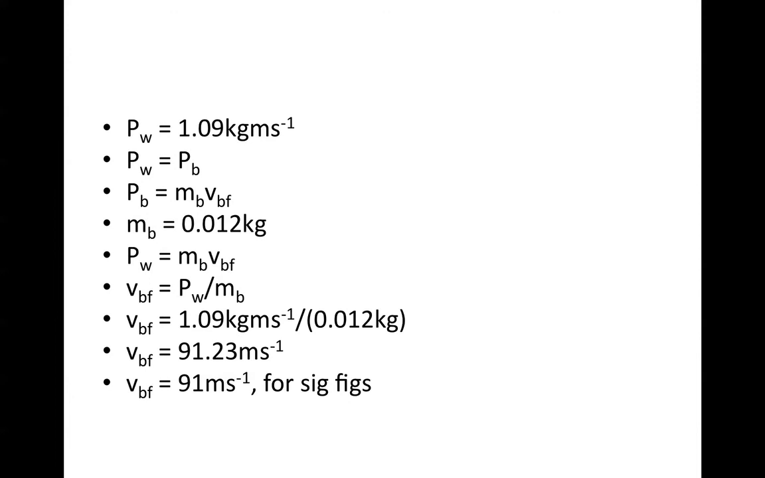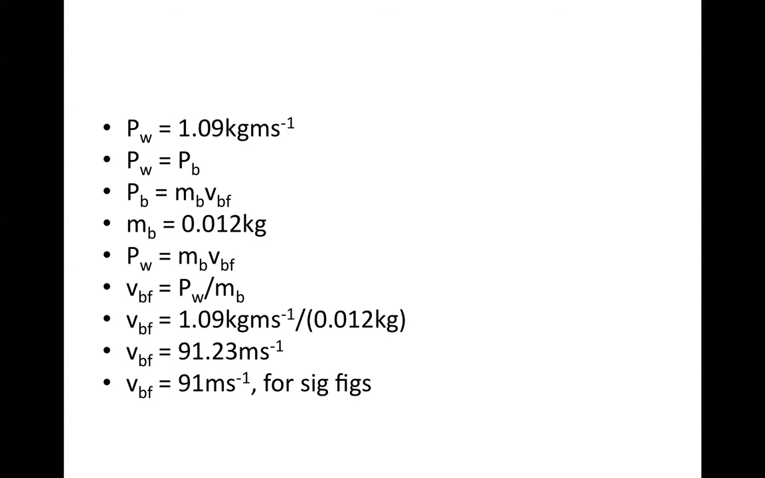We know that the momentum of the wood is going to be equal to the momentum of the bullet, and that the momentum of the bullet is equal to the mass of the bullet times the velocity of the bullet. So we can derive the equation momentum of the wood equals mass of the bullet times the velocity of the bullet, which we can then rewrite to solve for velocity of the bullet before impact, which is equal to the momentum of the wood divided by the mass of the bullet.